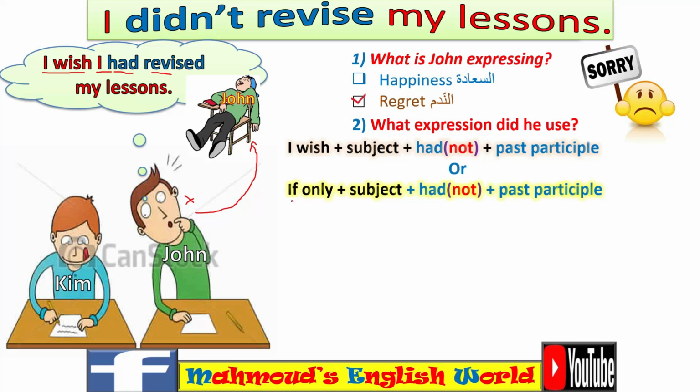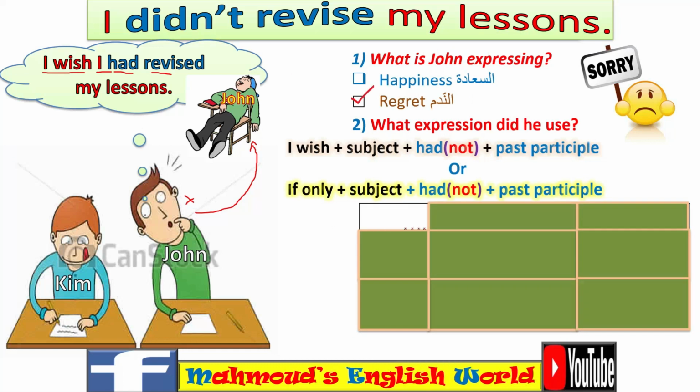So we can use also if only plus subject plus had and the past participle. For example, we can say if only I had revised my lessons, right? So this is how we express regret in English. We have 2 ways, and what we see here, we have I didn't revise my lessons. Didn't revise is the simple past, and we changed it to past perfect. Okay, past perfect, and this is what we do.